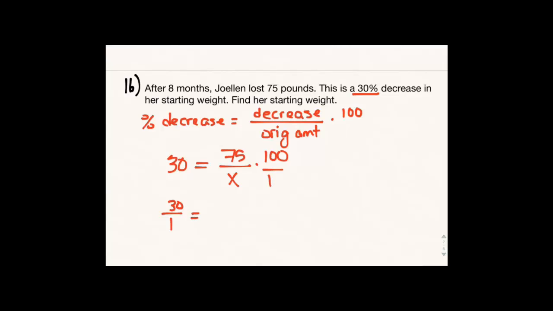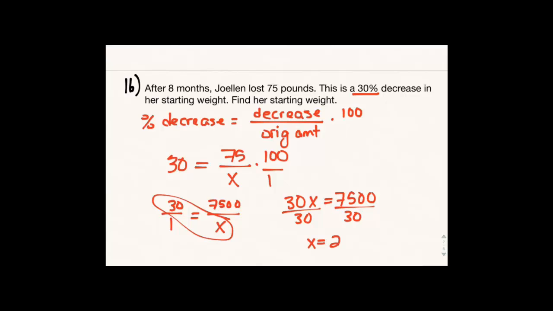75 times 100 is 7,500 over x. So now it's basically a proportion. We cross multiply, and we get 30x equals 7,500. Divide both sides by 30. So x comes out to be 250 pounds. So originally she weighed 250 pounds, and she lost 30% of her weight.